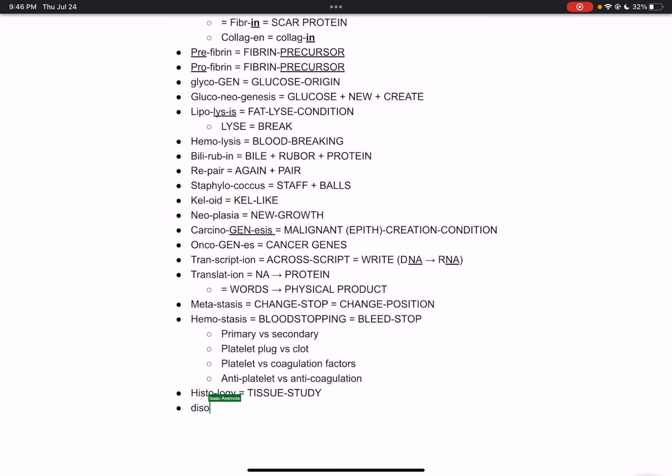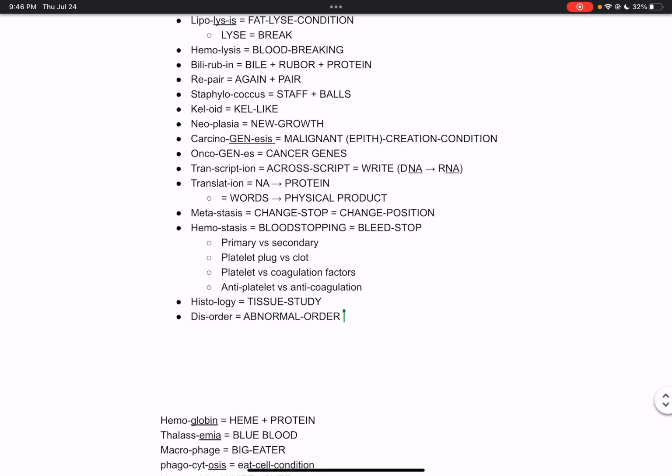Disorder. Let's do a word that's not actually a science word, but whatever. Let's split that one. Disorder means abnormal order. So it's when things are out of order, out of how they're supposed to be in the body. That's a disorder, a disease.